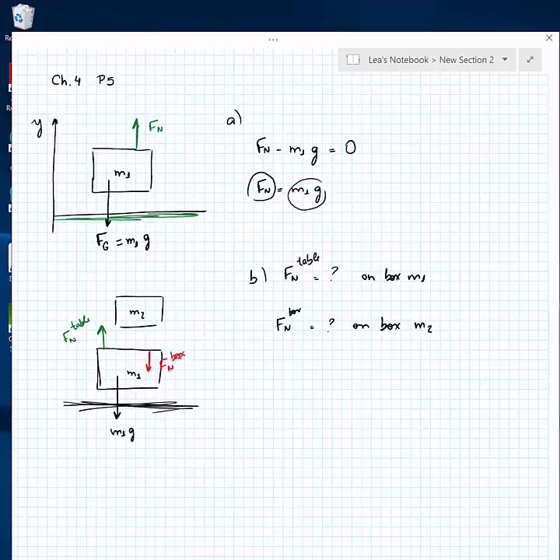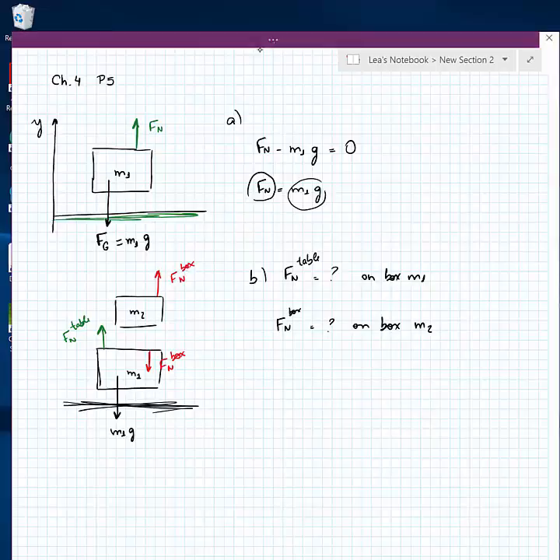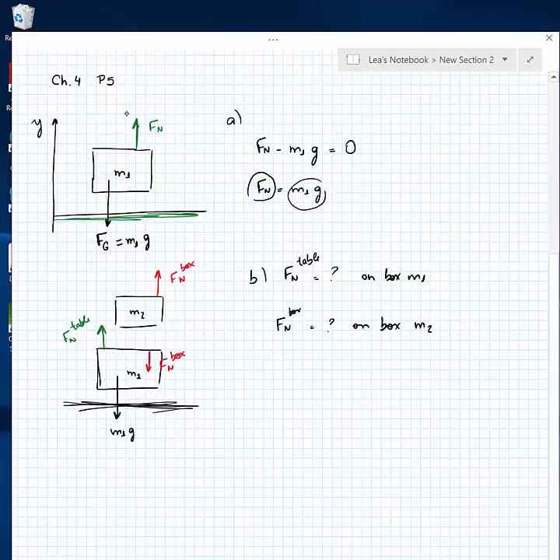Let's move to box 2. Box 2 exerts this force, which I'm calling Fn box, on box m1. Box m1 reacts, exerts the same force, same magnitude, but in the opposite direction. What else do we have on box m2? Well, the weight of this box, which is m2g. So I drew all the forces. Now I go for the equations of each box individually, independently.